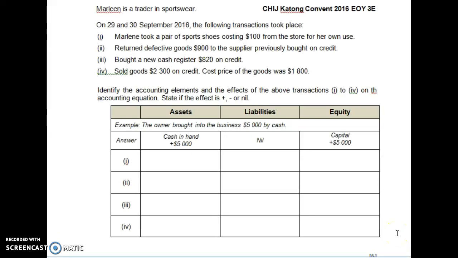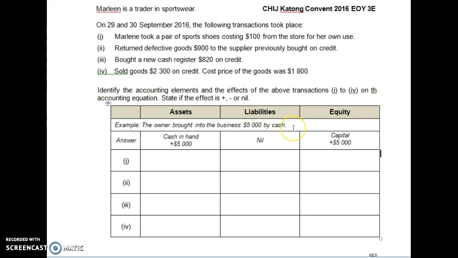Hi everyone, in this video I'll be guiding you on how to prepare a question on effects of transaction on the accounting equation. If there's one thing you must know about this kind of question, is that assets is always equals to liabilities plus equity.